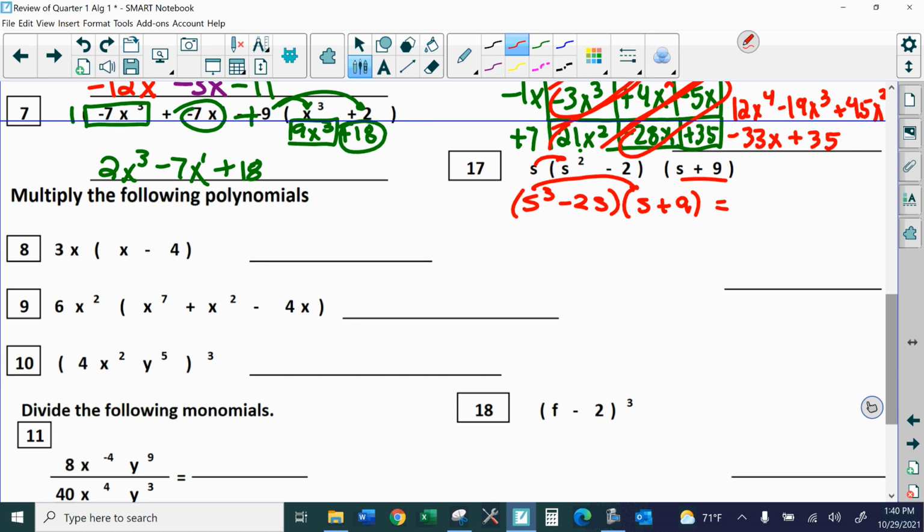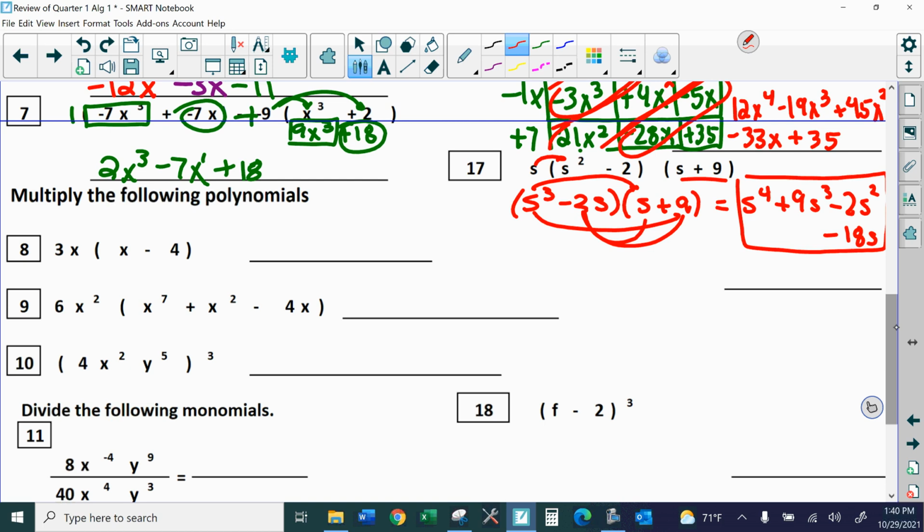s cubed times s is s to the fourth. s cubed times 9 is 9s cubed. Negative 2s times s is negative 2s squared. And negative 2s times 9 is negative 18s. Okay. And there are no like terms here, so there's no like terms to combine. So there's your answer.